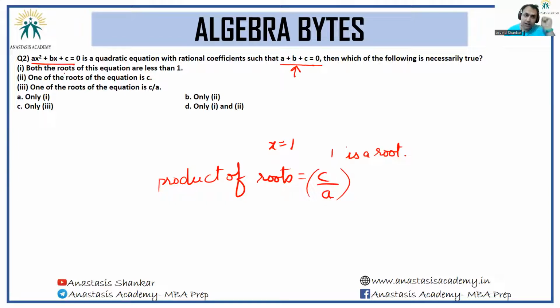So the first statement, both the roots of the equation are less than 1. Not necessarily. One of the roots of the equation is c. It is not possible. Can c take a value of 1? It is not necessary that c takes a value, c is equal to the root. I know the other root has to necessarily be c by a. This is not necessarily true. This is also cancelled. This is the only one left. So answer has to be option 3, only 3.